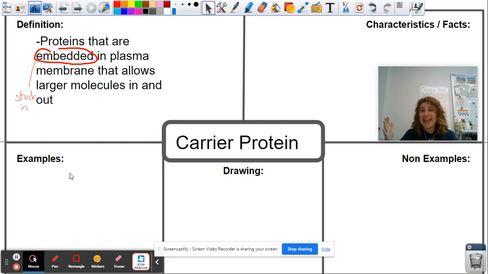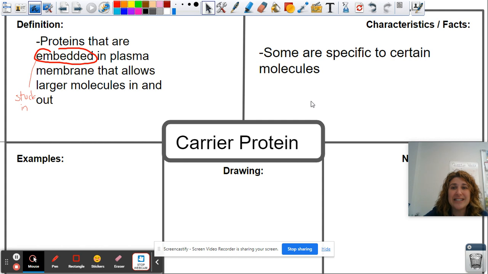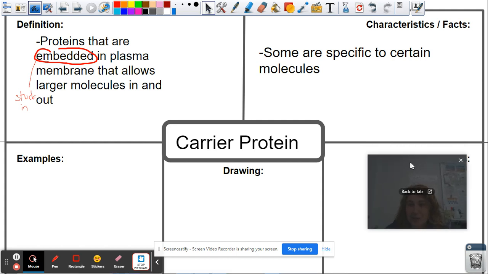Light can't get through that wall, but light can get through the window, right? There's different openings. The air vents in the ceiling, air can get in and out of there. We can't. So there's different membranes, different proteins in the membrane that allow different things in and out of the cell. Characteristics of the proteins, some are specific to certain molecules.